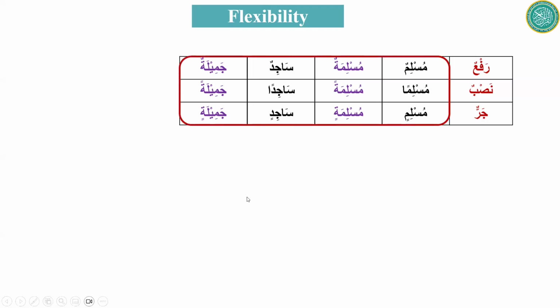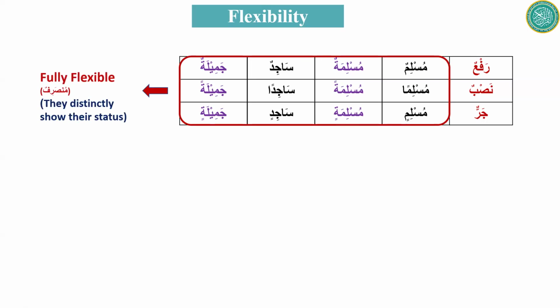So all these types of words are, as I said earlier, fully flexible words. They are fully flexible nouns because they distinctly show their status. There is no problem in telling their status. So remember this term, fully flexible. And they are fully flexible because they distinctly show their status. There is no confusion, no ambiguity. Okay, so now we know what is fully flexible.